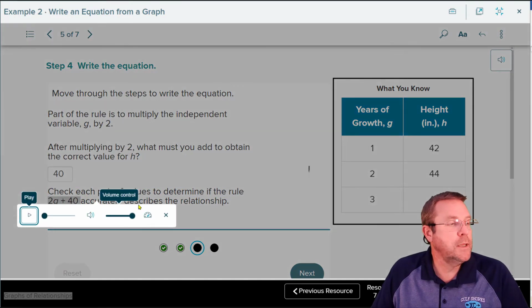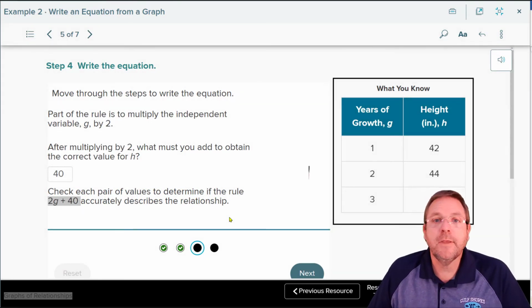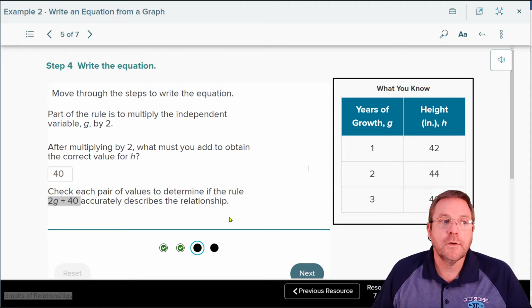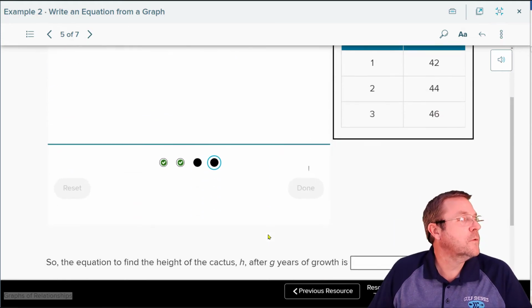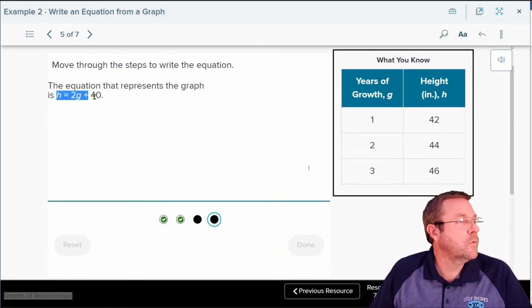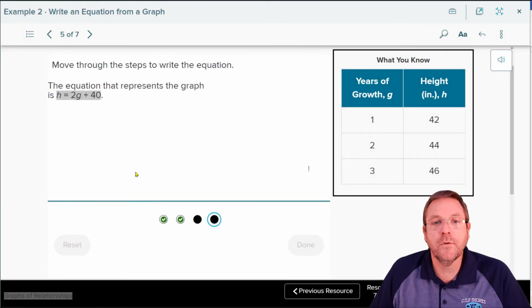2 times g plus 40. That's going to be the expression that we're going to use to find the height of the cactus after a certain number of years. So from here, let's see what they do. The final thing is your equation. The height of the cactus is equal to 2 times the number of growth years plus 40. And that's going to be your final equation.